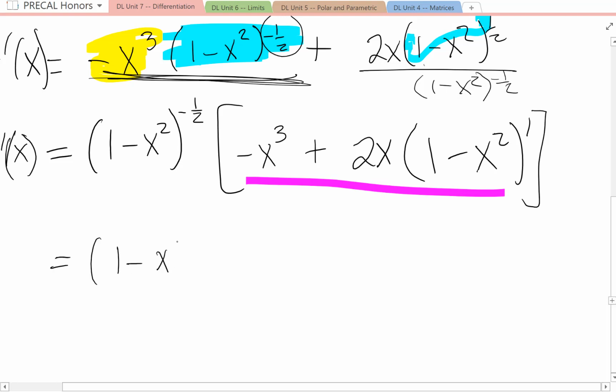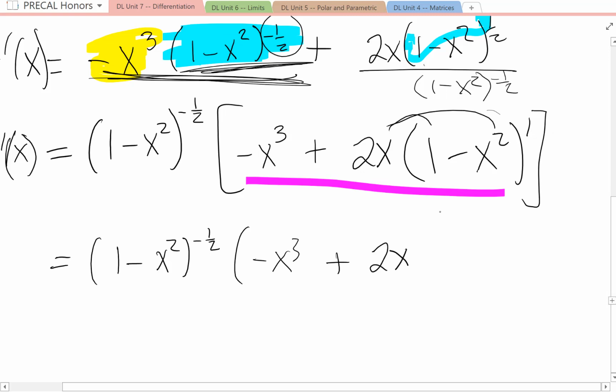1 minus x squared to the negative 1/2. Yeah, this will end up going into the denominator too before our final answer. So negative x cubed plus distribute this. And that's why we factor out the most negative one, so that this quantity will end up being to the power of 1. If it doesn't end up being to the power of 1, then you did something wrong, okay? Then you didn't factor out the correct quantity.